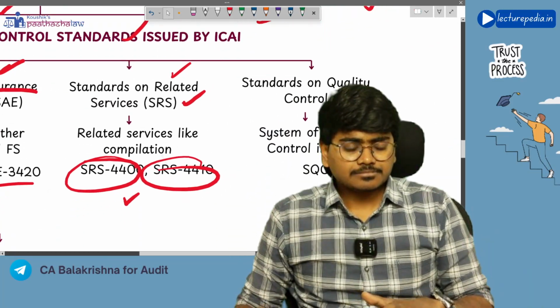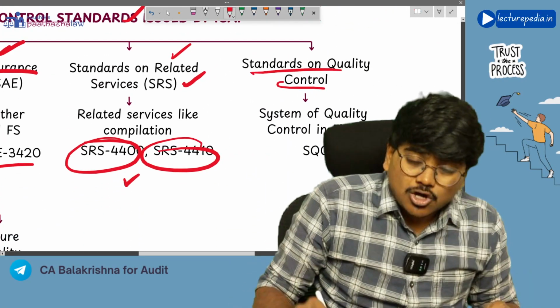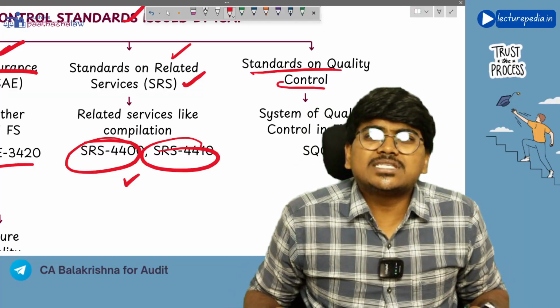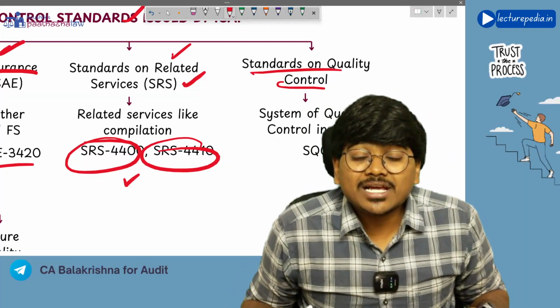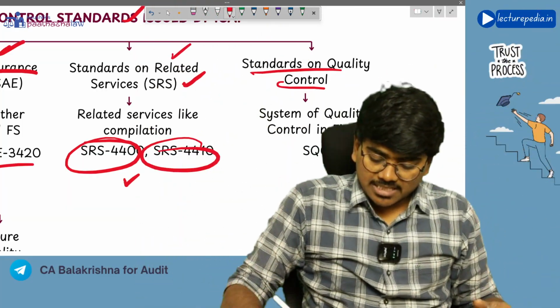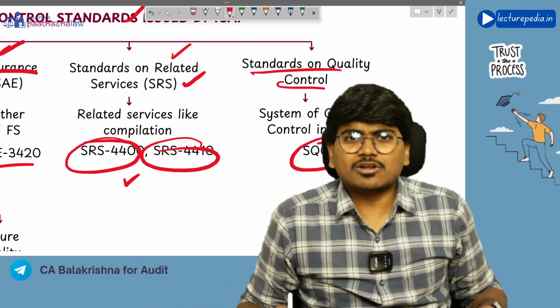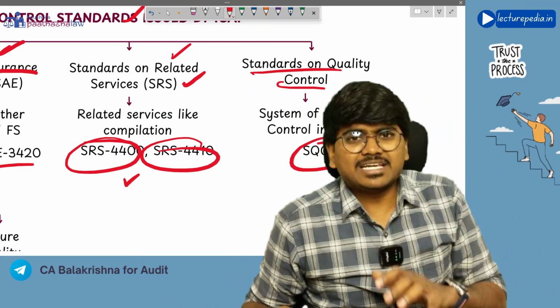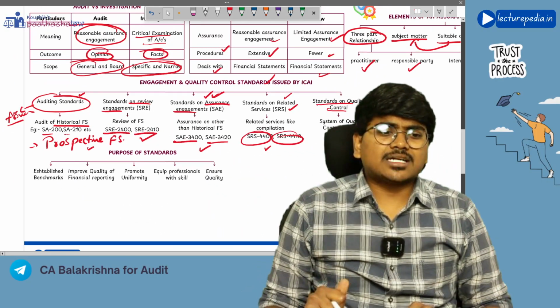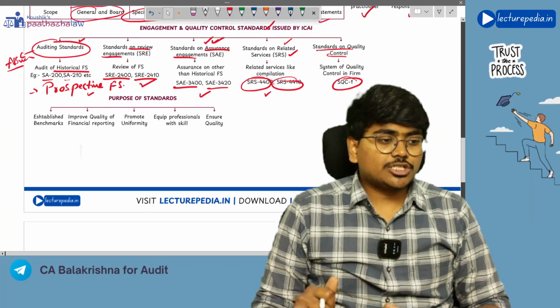Next, standard on quality control. We are having this in our syllabus. SQC1 deals with ensuring a system of quality control at the entire firm level. That is SQC1, standard on quality control. It deals with maintaining quality in the firm, right? So these are various standards that are issued by our institute.